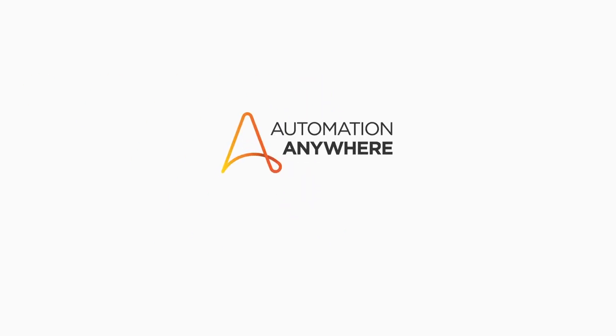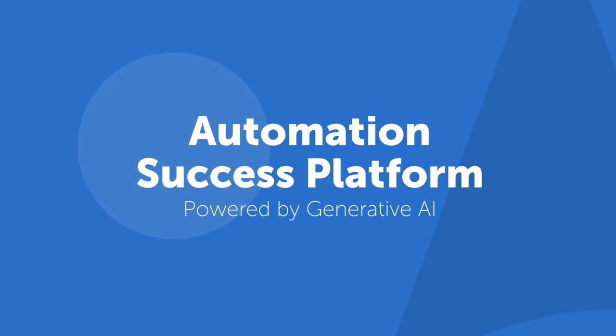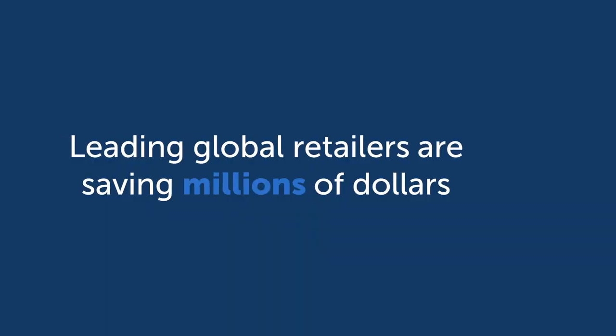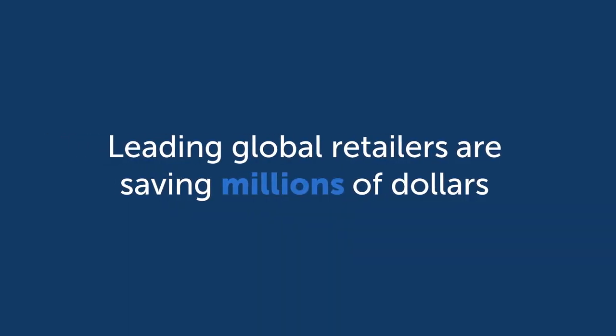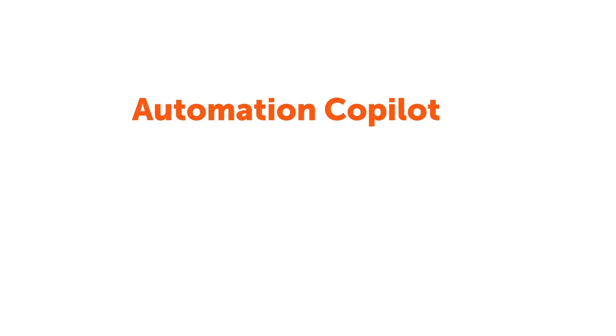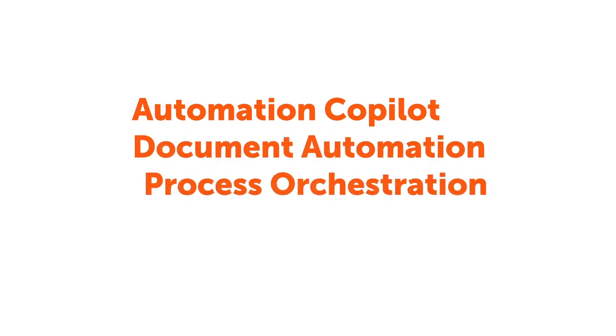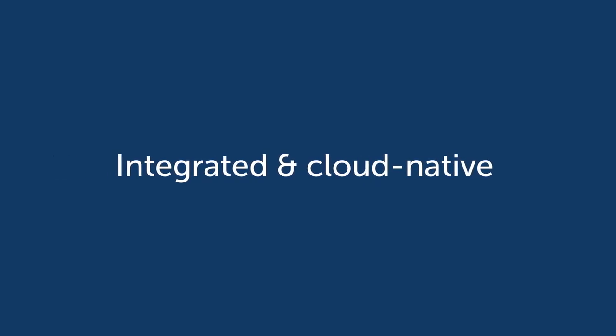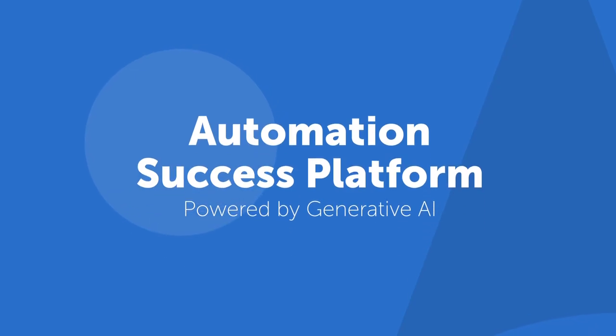Today, the industry's most advanced AI-powered intelligent automation platform is helping enterprises across the globe be more productive and grow their businesses, even in uncertain economic conditions. Leading global retailers are saving millions of dollars and streamlining their warehouse operations by putting AI to work with Automation Copilot, document automation, process orchestration, and generative AI, all from our integrated, cloud-native Automation Success platform.